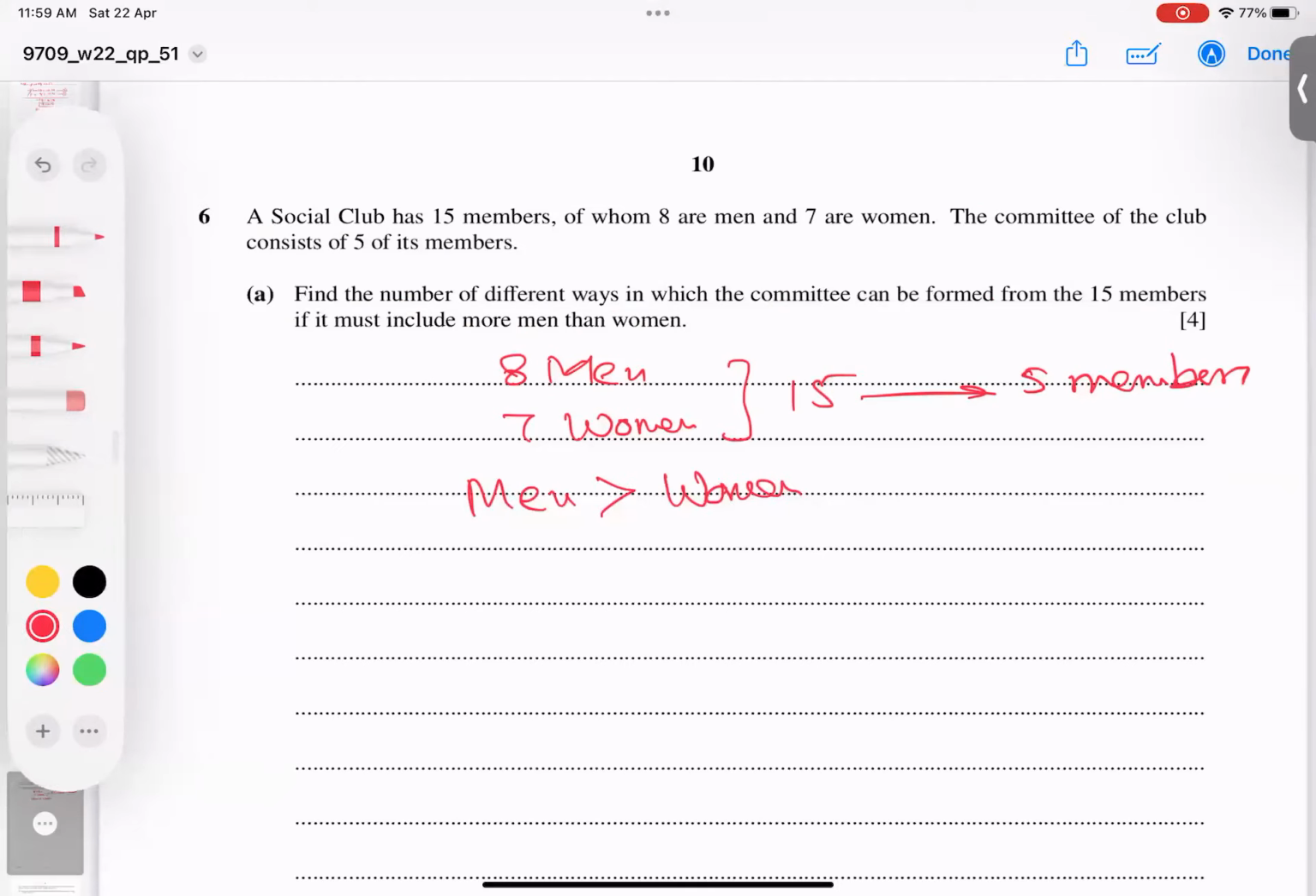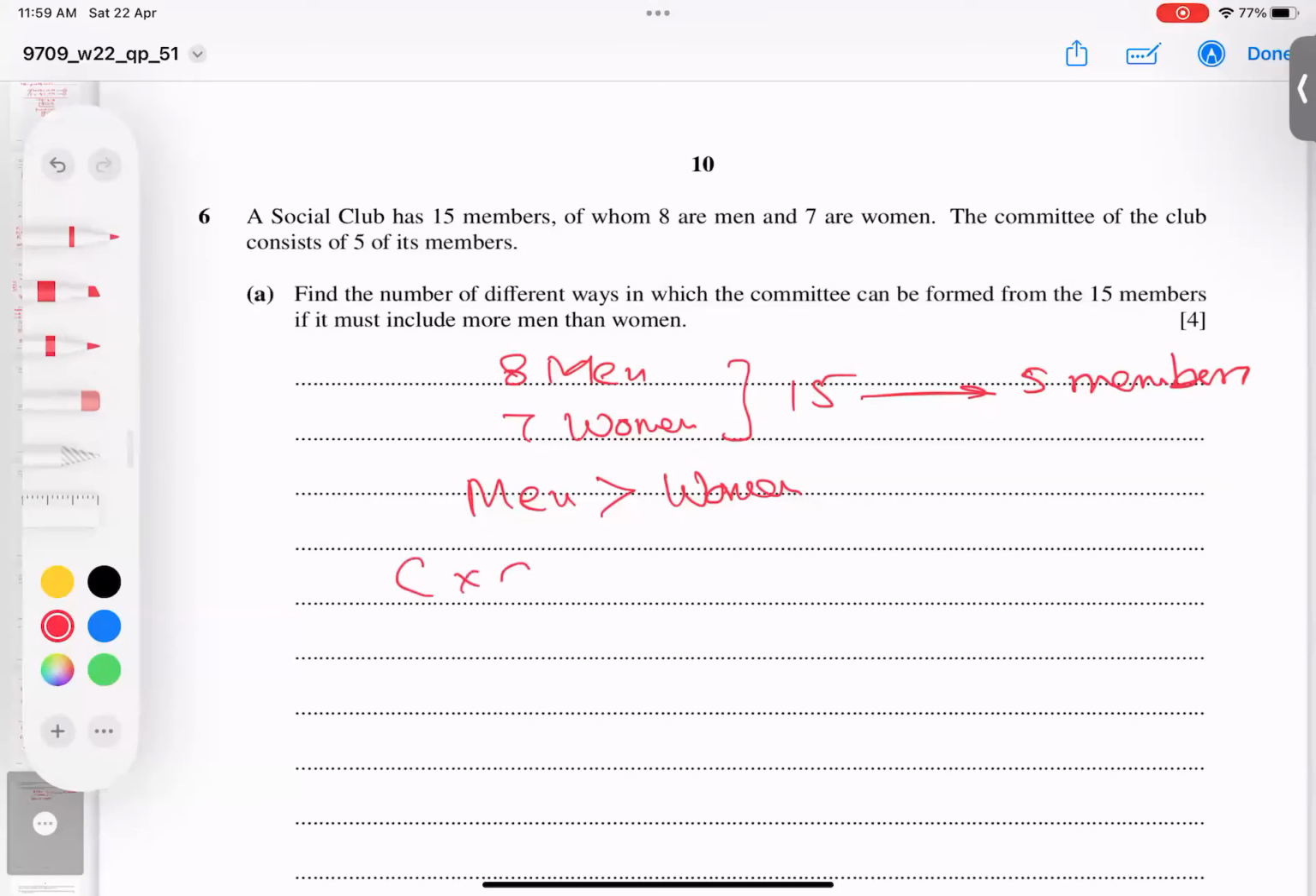So how is it possible? Let's start combinations. Make sure I write this again, writing again here.